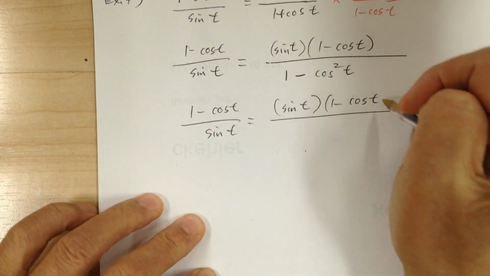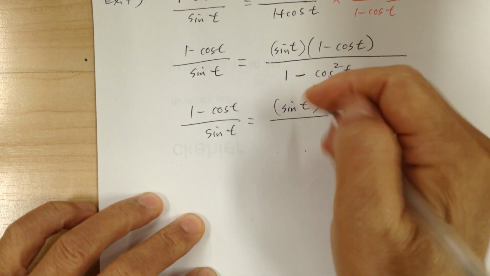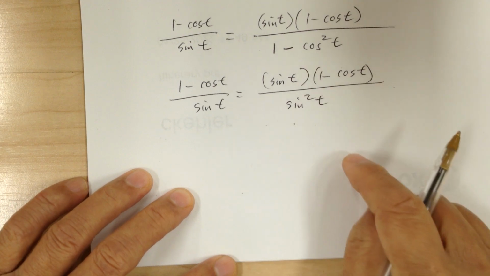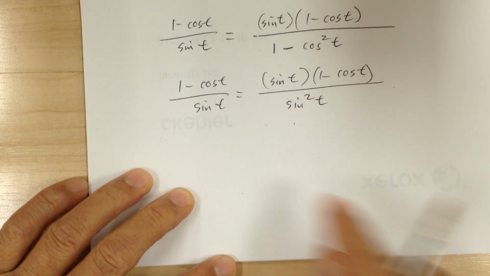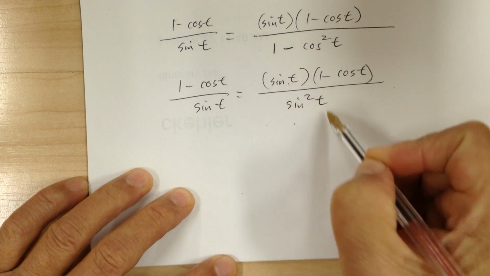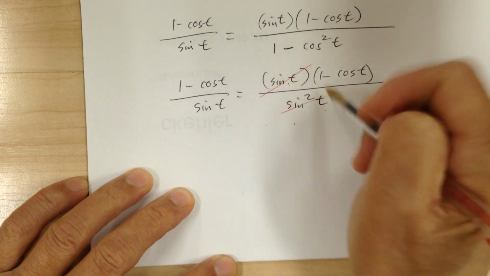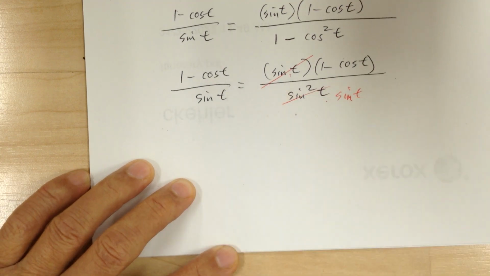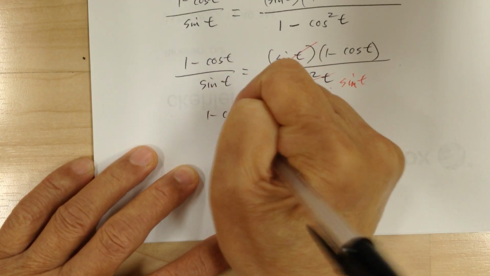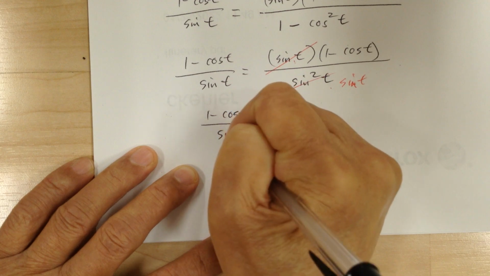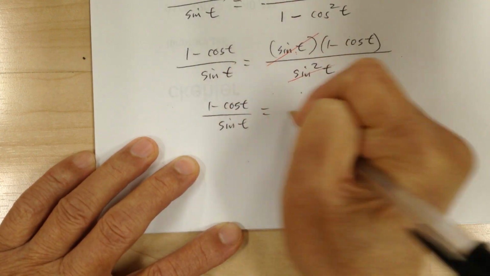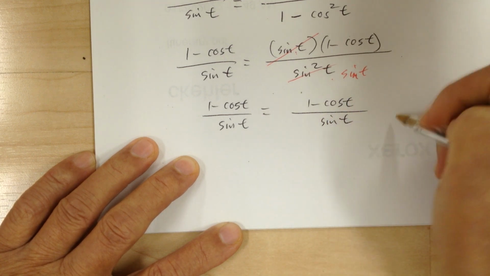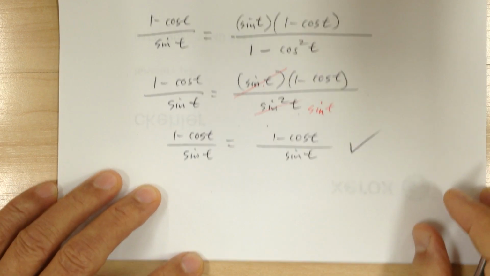Okay, now 1 minus cosine squared equals sine squared t. Right? So you've got to know that. And then after that, you can cancel. See, this sine cancels with that. So when you cancel out, you will get sine t. And notice now it matches, right? So you're going to end up with (1 minus cosine t) over sine t equal to (1 minus cosine t) over sine t. And then you check. Okay, so you're done.